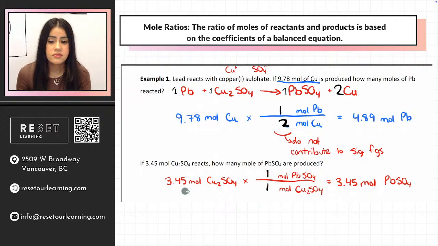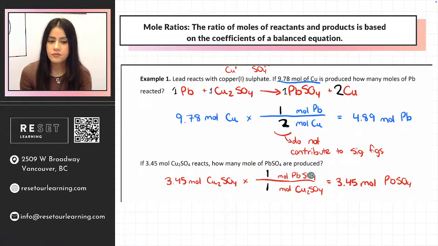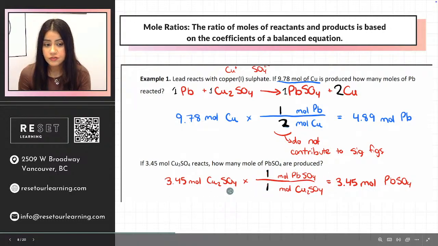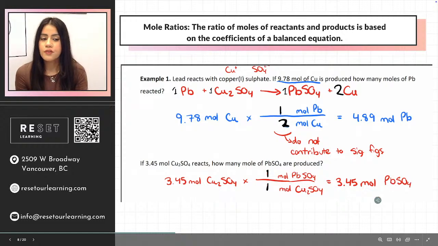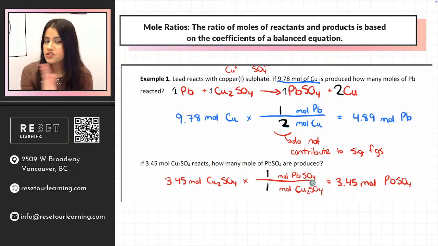So in this case, everything is just 1 to 1 for copper sulfate and Pb sulfate, so we don't really have to do any further calculations. We can just say 1 mole of Pb sulfate over 1 mole of copper sulfate. Your copper sulfate will cancel on both sides. The only thing left is Pb sulfate, which is what we were trying to find. So your answer is just 3.45. So again, for every 1 copper sulfate, you need 1 lead sulfate. So it's a 1 to 1 ratio.